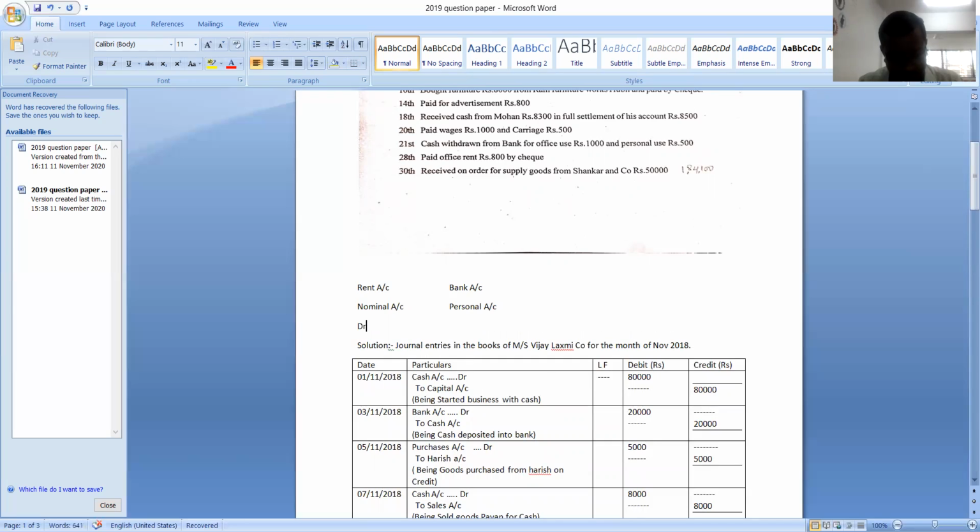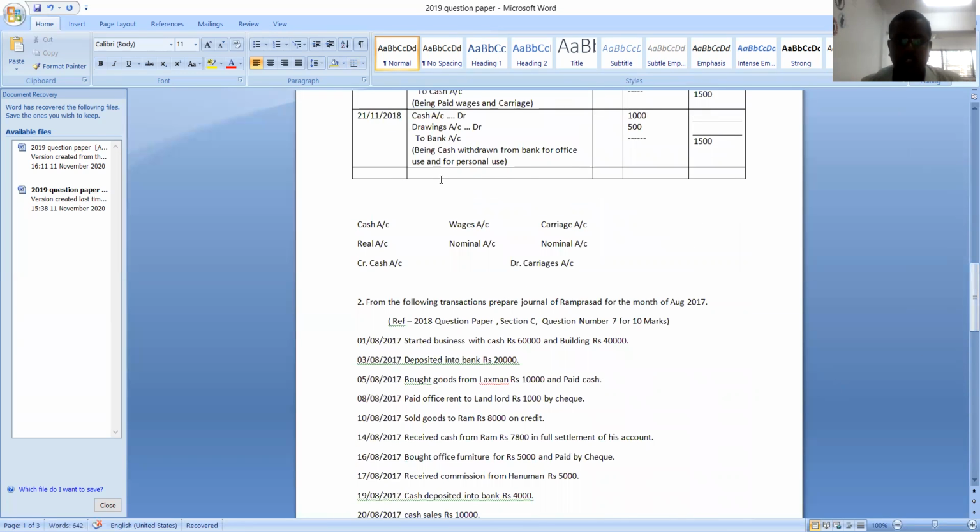Rent account should be debited because rent is nominal account. Debit rule of nominal account is debit all expenses and losses. So, rent is expense. Rent account should be debited. Then, bank is personal account. What is the credit rule of personal account? Credit is the giver. So, here rent is paid by check, in the sense banker is the giver. So, which account should be credited? Bank account should be credited.